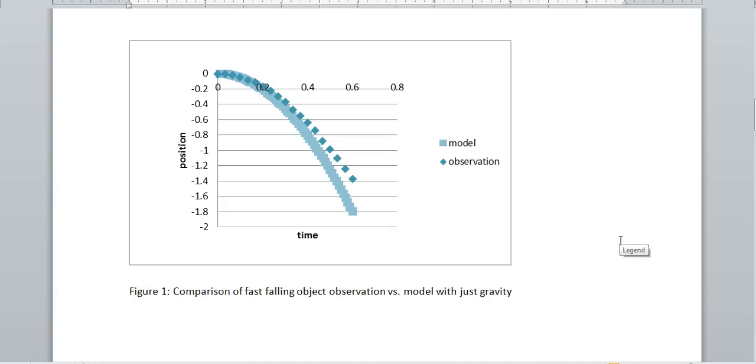I then placed the observational data as well as the model data on the same graph of position versus time, where the position is on the y-axis. And you can see that while they have about the same shape, the model doesn't accurately predict where the position is at the end of the time period.